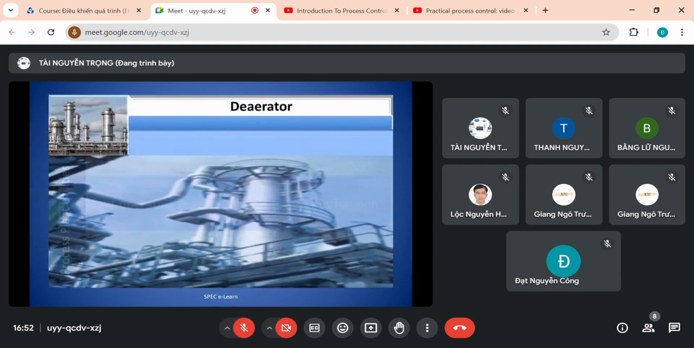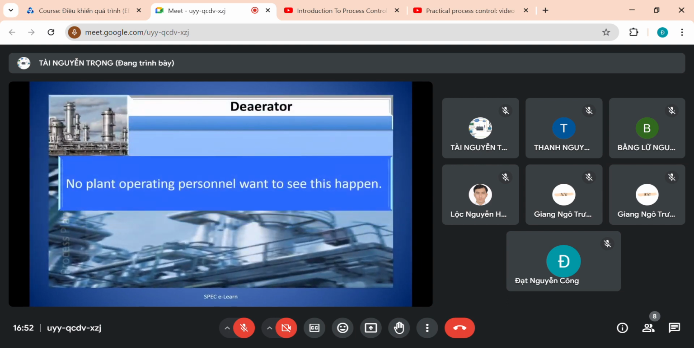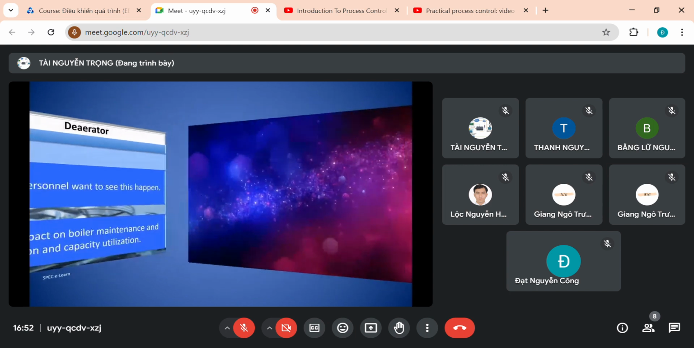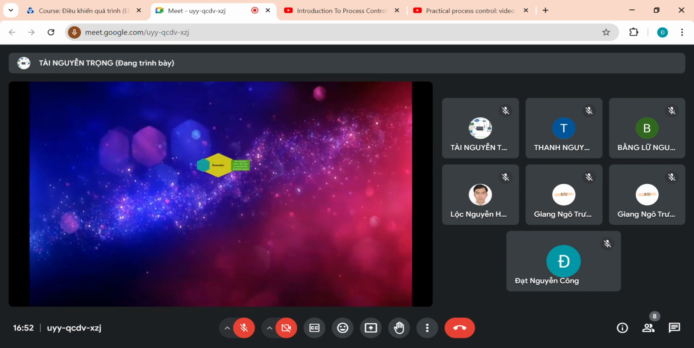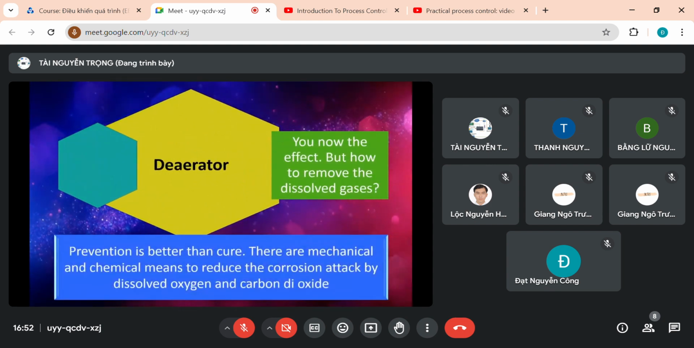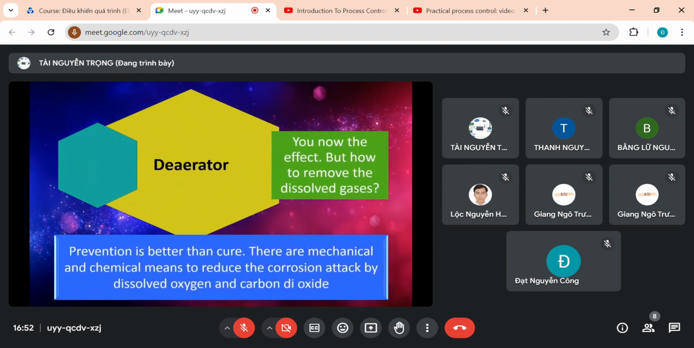As the deposit layer grows in size, the heat transfer is reduced significantly and the overheated tube fails by rupture. No plant operating personnel want to see this happen. It has huge cost impact on boiler maintenance and plant operation and capacity utilization. You know the effect, but how to remove the dissolved gases? Prevention is better than cure.